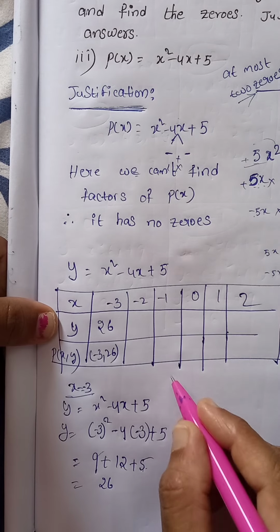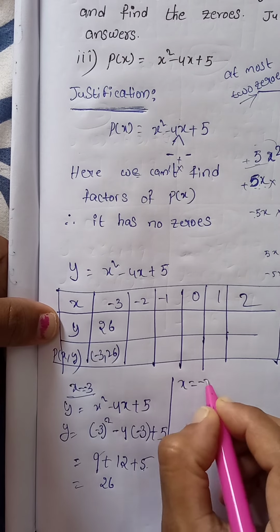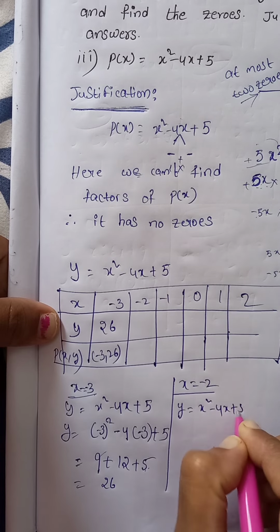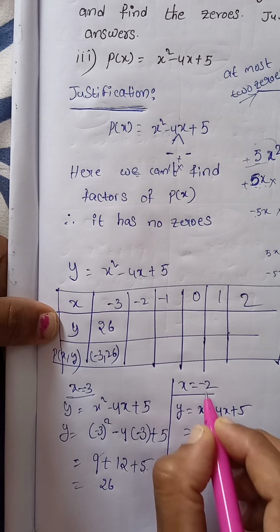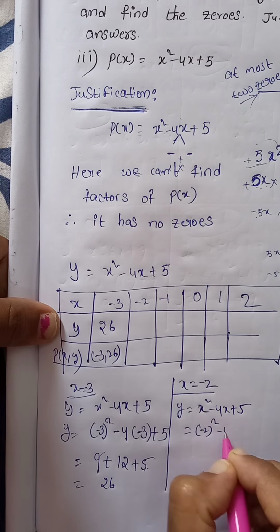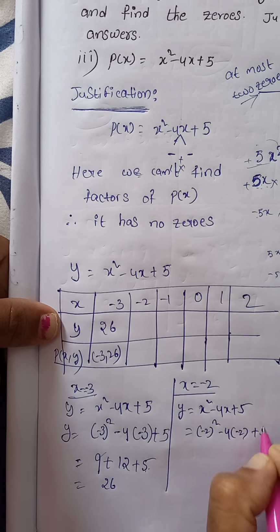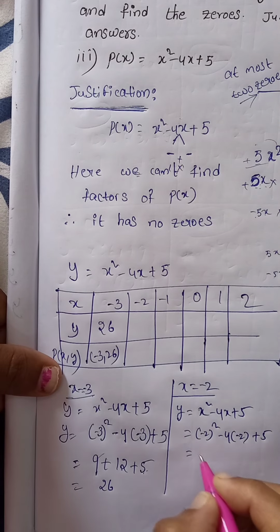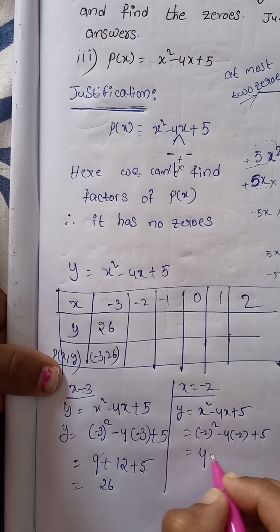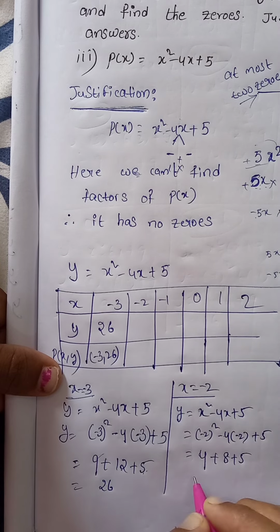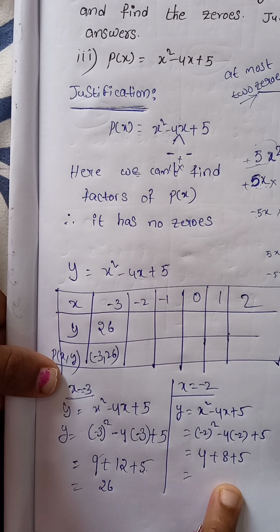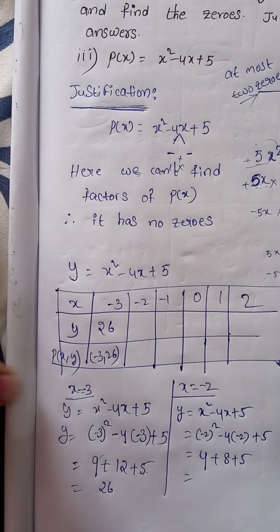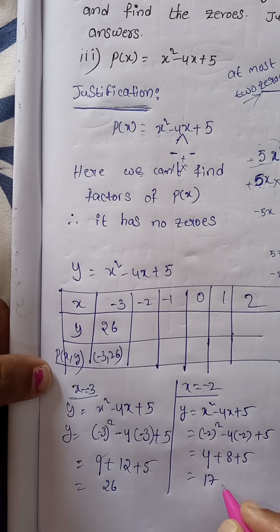Okay. Next substitute x equal to minus 2. y equal to x square minus 4x plus 5. So in place of x, we have to substitute minus 2 whole square minus 4 into minus 2 plus 5. Minus 2 whole square is nothing but minus 2 into minus 2. 2 2's are 4. Minus into minus plus, 4 2's are 8, plus 5. Here 8 plus 5 is 13. 13 plus 4 is 17. Okay.